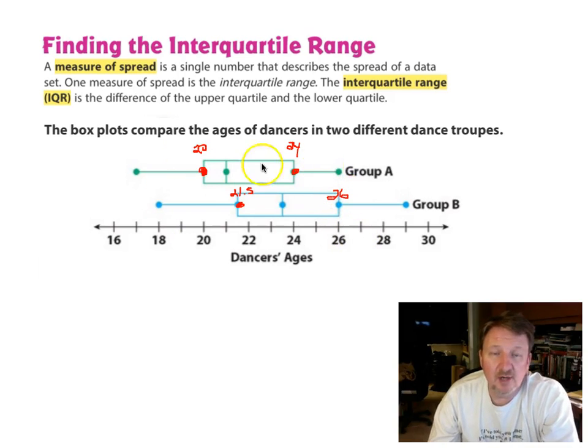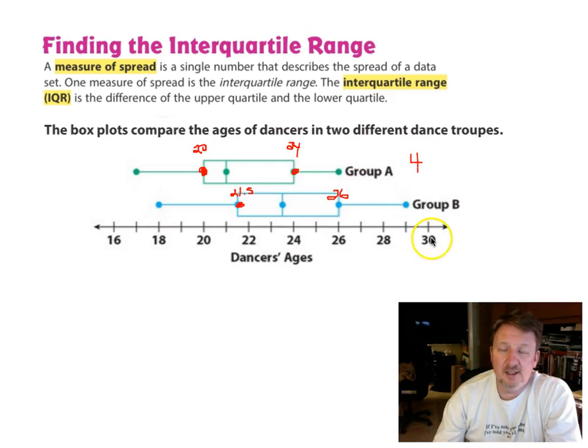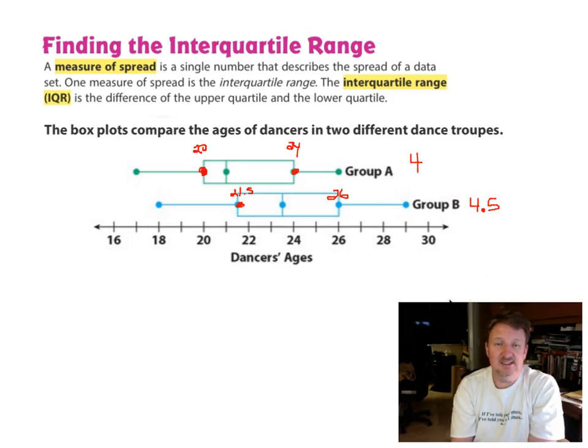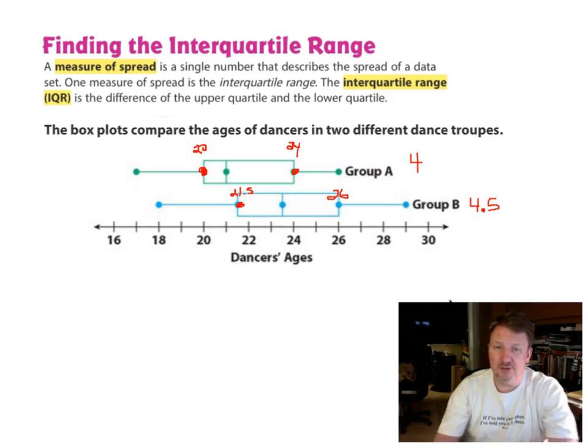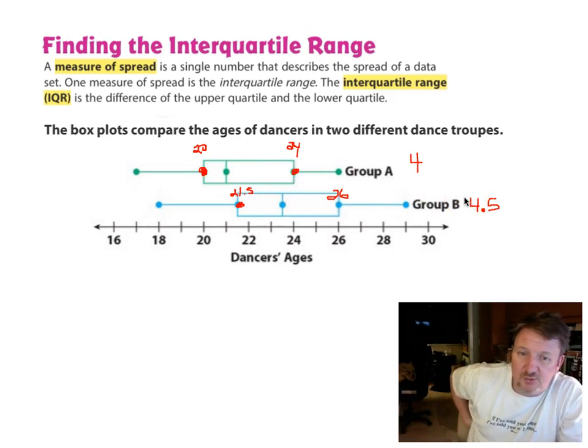Okay, so we want to have the difference. If I subtract 20 from 24, I get an interquartile range of 4. If I subtract 21.5 from 26, I get a difference of 4.5. All right, and that's it. That's interquartile range. There's not a whole lot to it. You can compare these numbers now. You can say that the dancers in group A, the ages are closer together in the middle part of the group compared to group B, where the ages are spread out a little bit further.